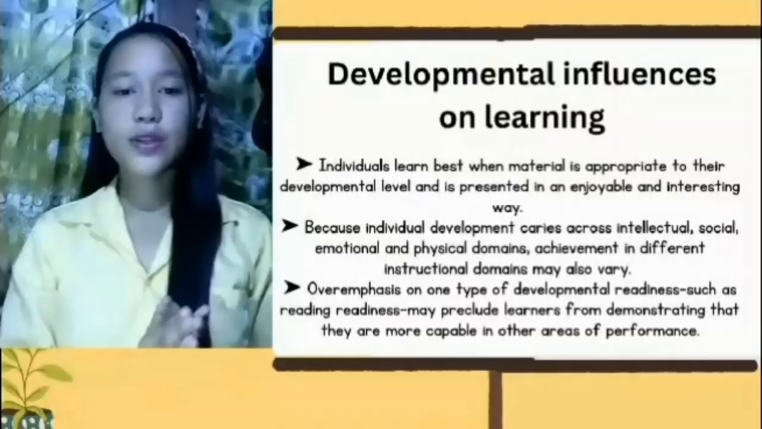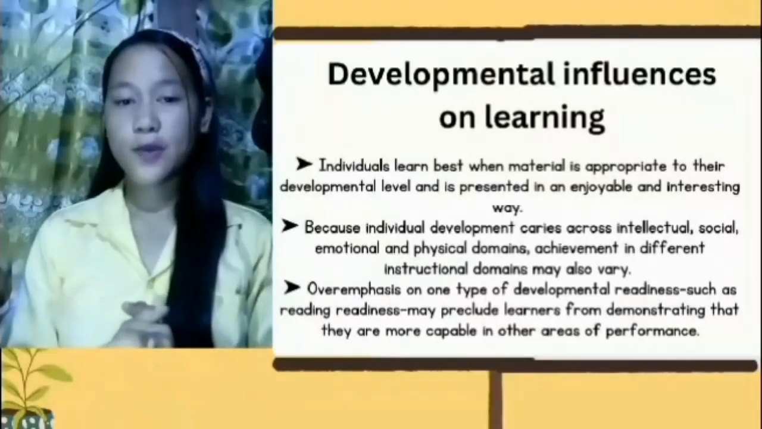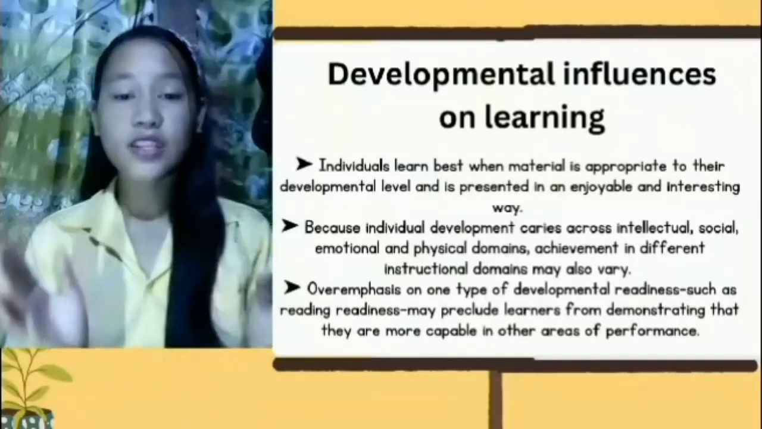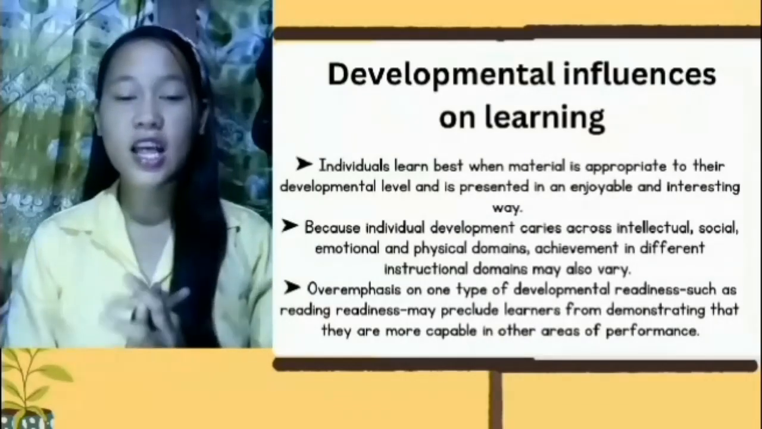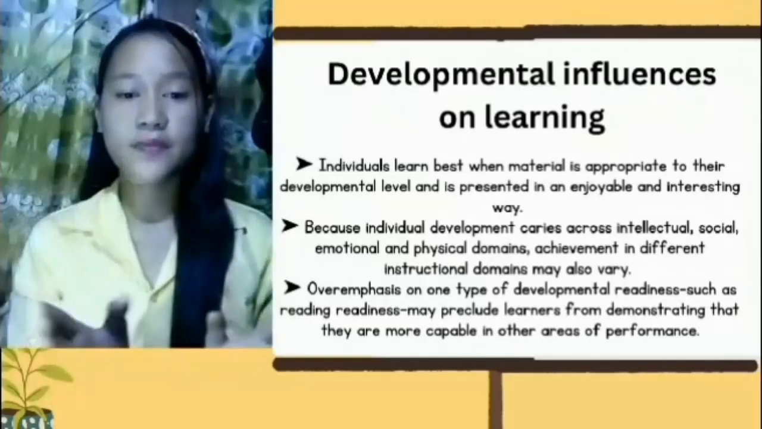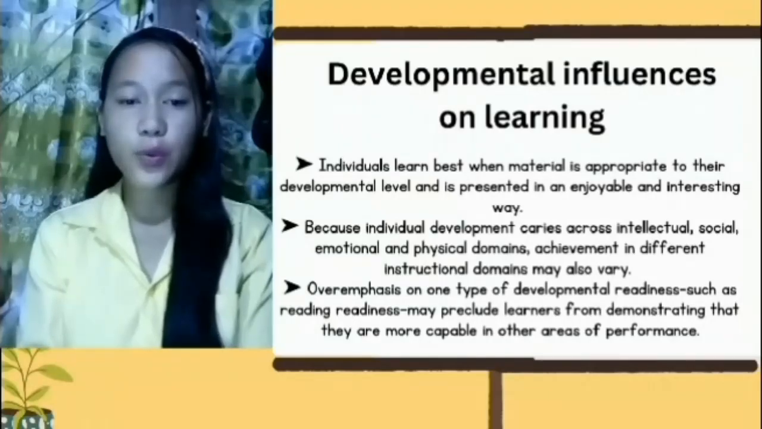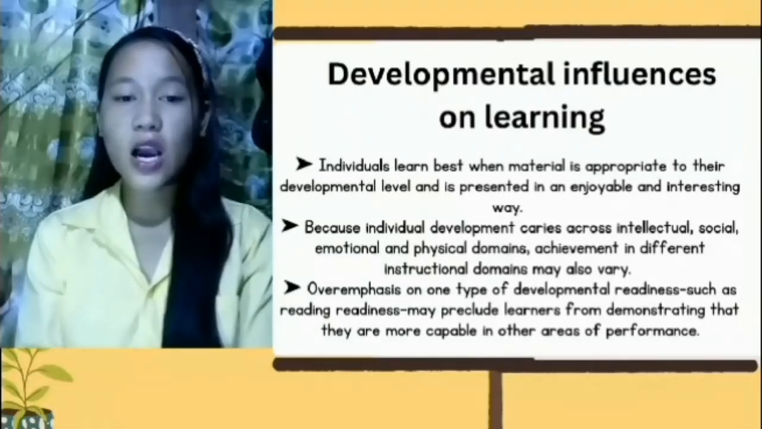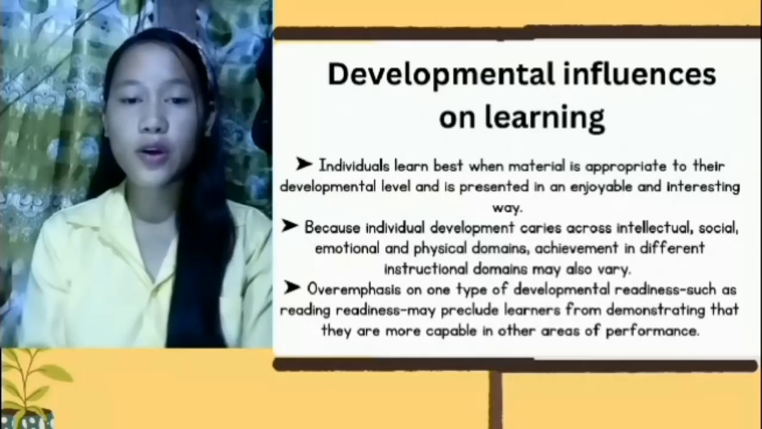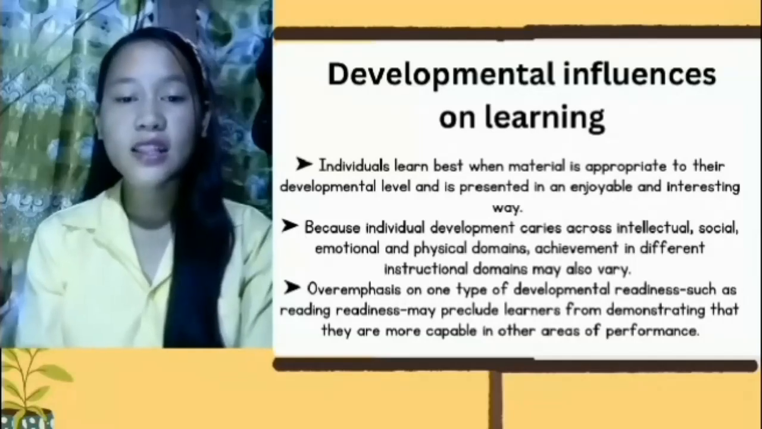Because individual development varies across intellectual, social, emotional, and physical domains, achievement in different instructional domains may also vary. It means accepting the natural variations in individual development and adjusting our education practices accordingly. We can create a more supportive and equitable learning environment that allows all students to thrive.